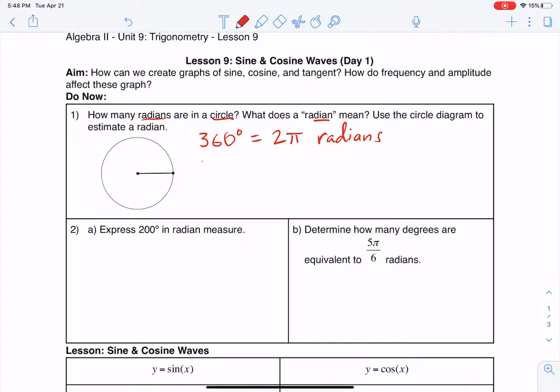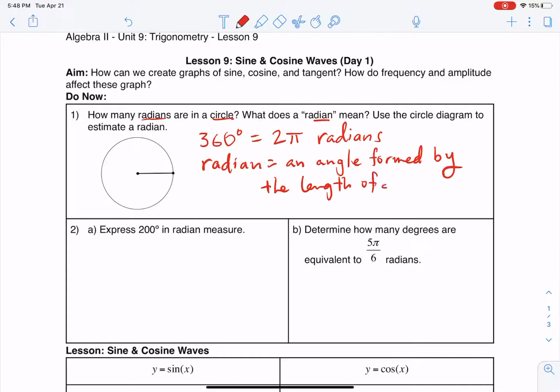So a radian sort of means basically an angle formed by the length of a radius. That's not necessarily a perfect definition, but I think it helps us kind of understand where a radian comes from.